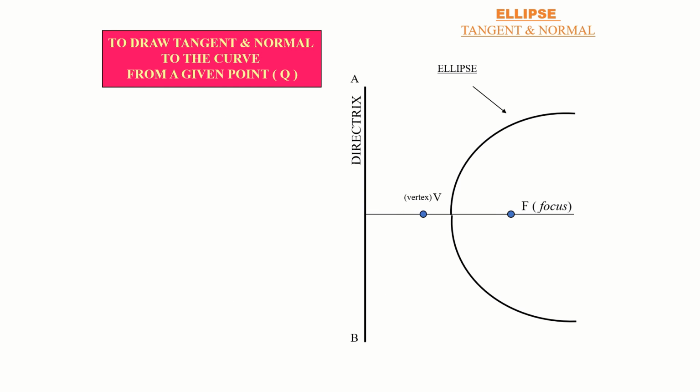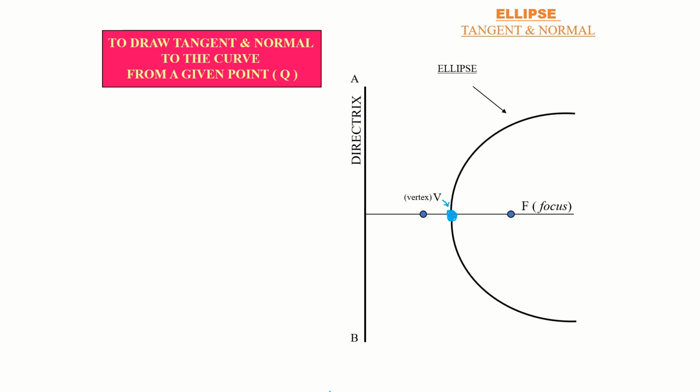Now we are going to draw the tangent and normal for the curve, for the ellipse. There is a small problem in this. The vertex will be here, so you should note this. This will be the center point. So now you need to draw the tangent and normal.